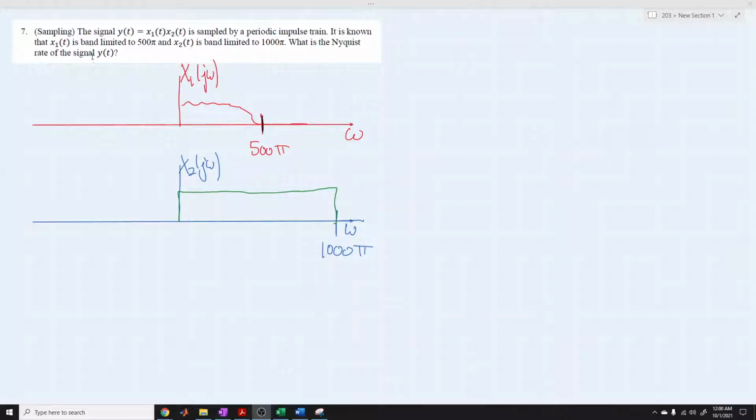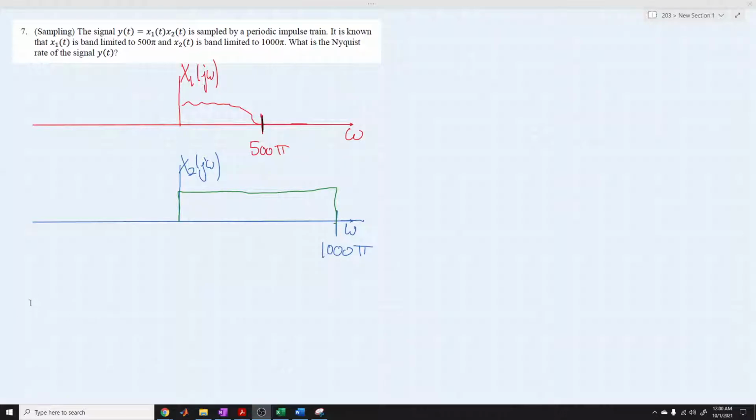Question 7: the signal y of t is equal to x1 of t times x2 of t, and is sampled by a periodic impulse train. It is known that x1 of t is band limited to 500 pi and x2 of t is band limited to 1000 pi. What is the Nyquist rate of signal y of t?